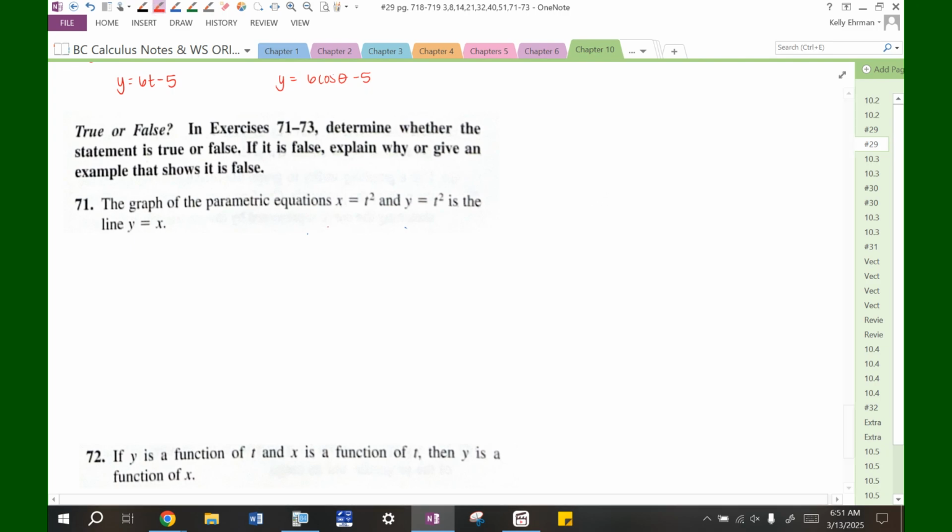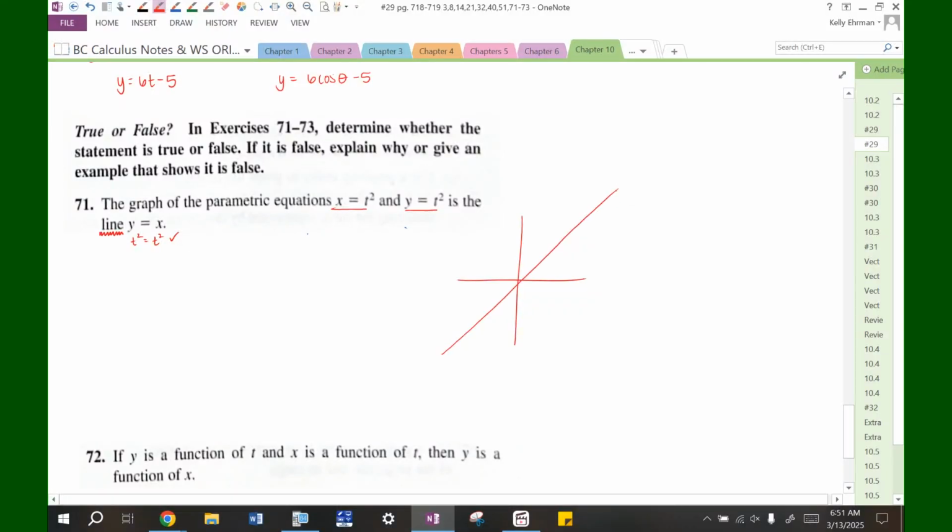True or false: the graph of the parametric equations x equals t squared and y equals t squared is the line y equals x. Now we're really splitting hairs here with vocabulary. They said the line y equals x. It is true that, sure, t squared equals t squared. That checks out, so that substitution makes sense. But will we get a full line on a graph? Will we get this line as we go through this? So let's go ahead and check.